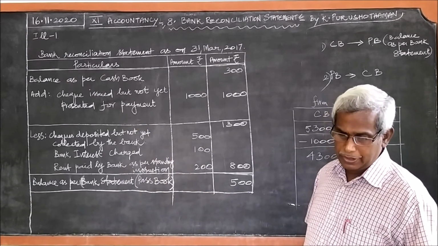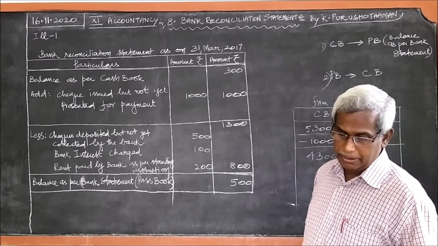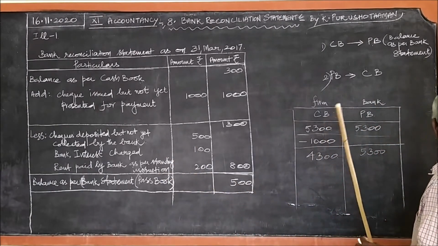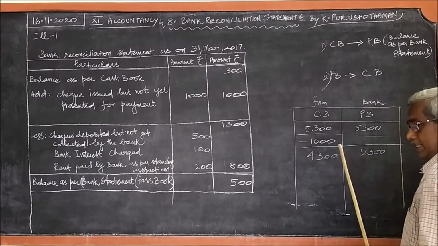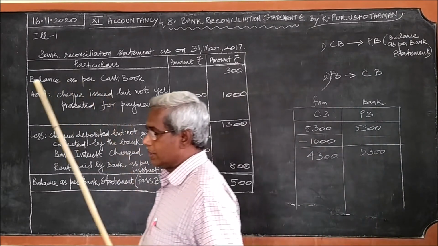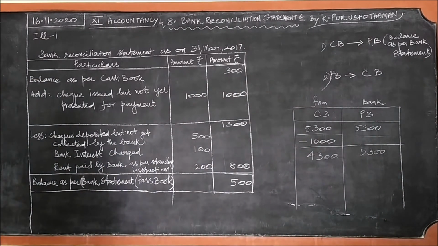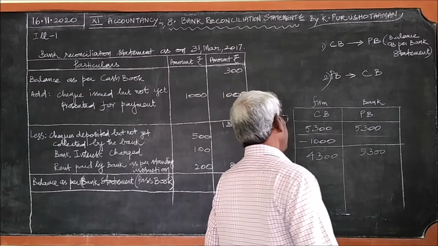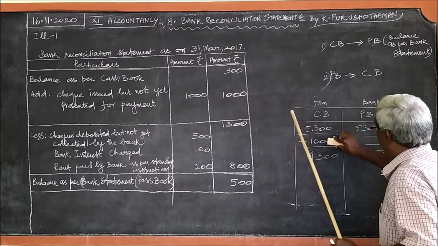Then you go to the first point. Checks deposited but not yet collected by the bank. Checks deposited. A check is deposited into the bank. What is the background of this? What check is deposited?